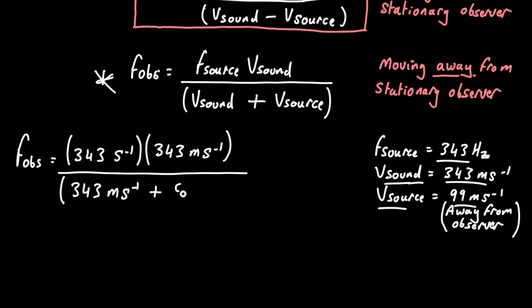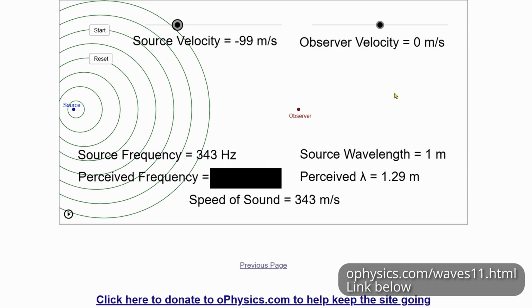Now, the reason why I haven't put a negative 99 here for the speed of the source of the sound is because by doing so, this would assume that the sound is moving towards us, but it's in fact moving away. So when we sum this up together, the observed frequency is in fact lower than the source frequency at rest, which is 266.17 Hertz. So when we uncover the frequency here, we see that it is 266.17 Hertz.